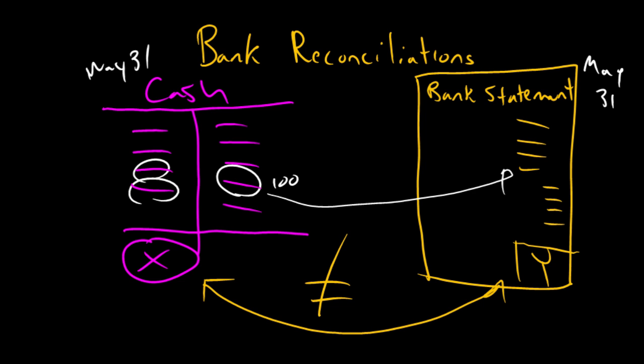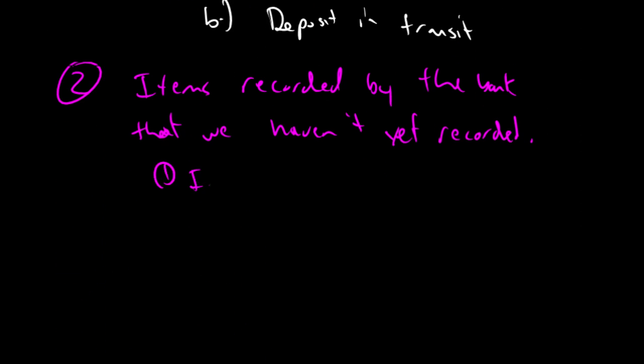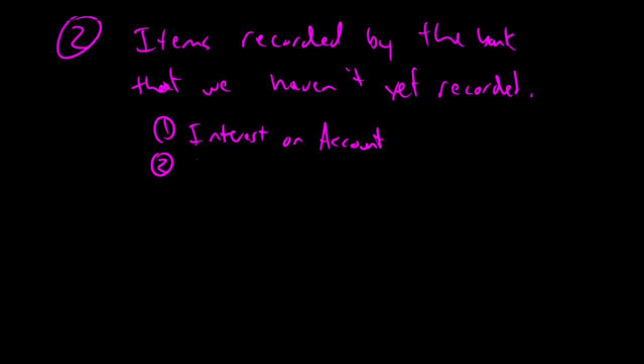So that's something on the bank statement that differs from my cash T account. So that'll be somewhere down here at the bottom, and it'll be something that needs to be recorded here on the cash T account, but I haven't recorded yet. So an example is interest on account. A similar example here would be bank charges, right? Very often, a company won't record their bank charges until after they've received their bank statement so they can see what the bank charges were.